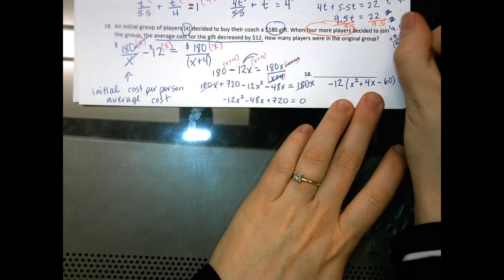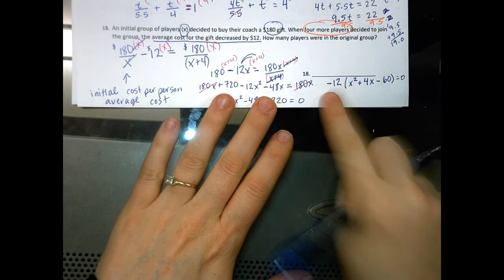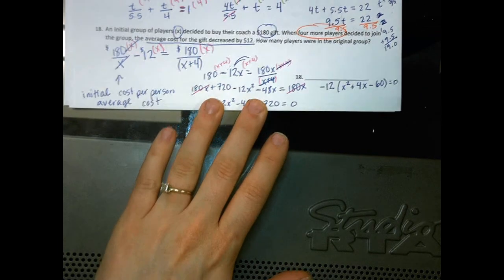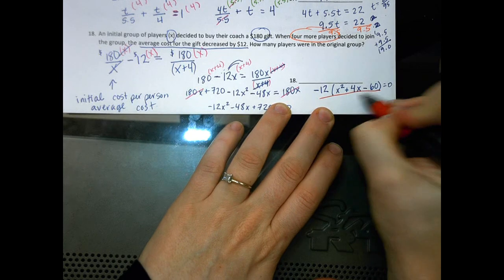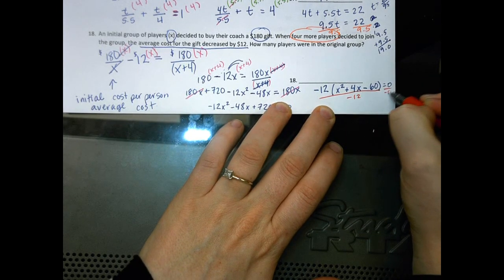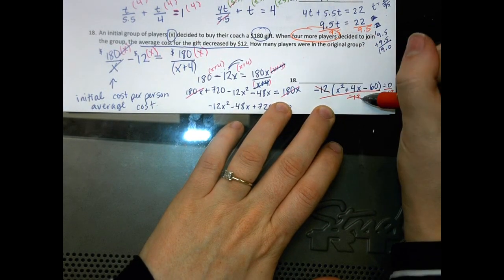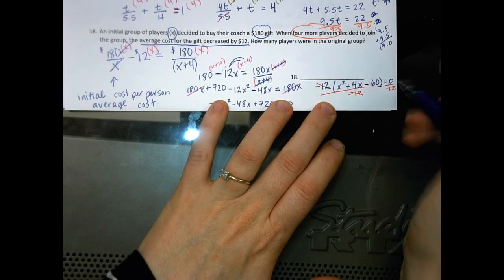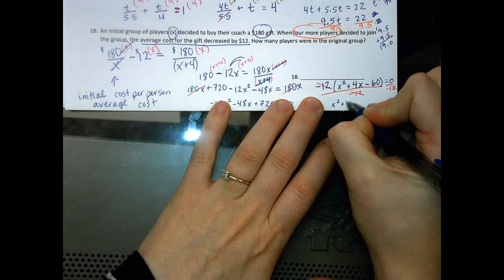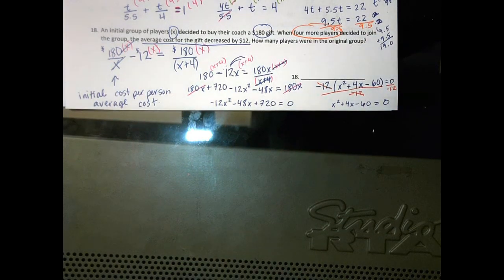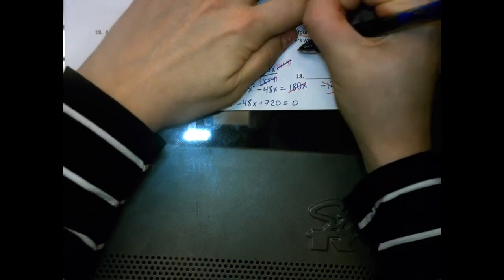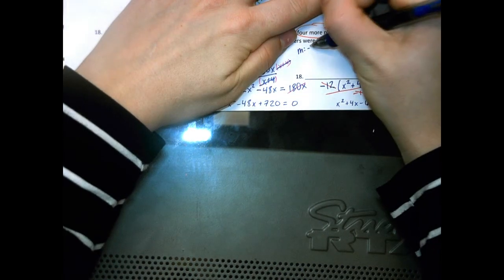All right, what do I do with the negative 12? Good, right now it's negative 12 times something equals 0. So I'm going to divide by negative 12 on each side. Does that change anything on the right-hand side? Nope. X squared plus 4x minus 60 equals 0. It's a trinomial equal to 0. What are you going to do? Factor it. What multiplies to negative 60 and adds to 4?